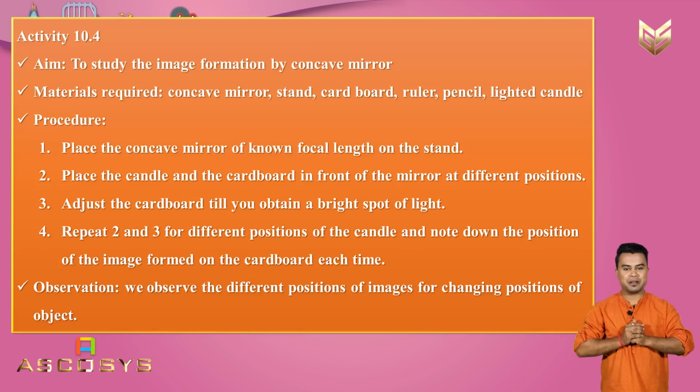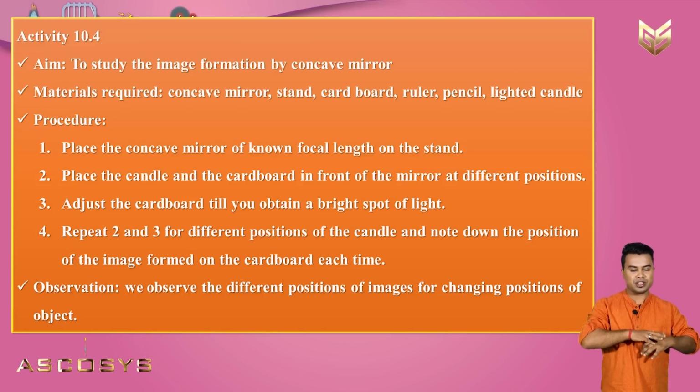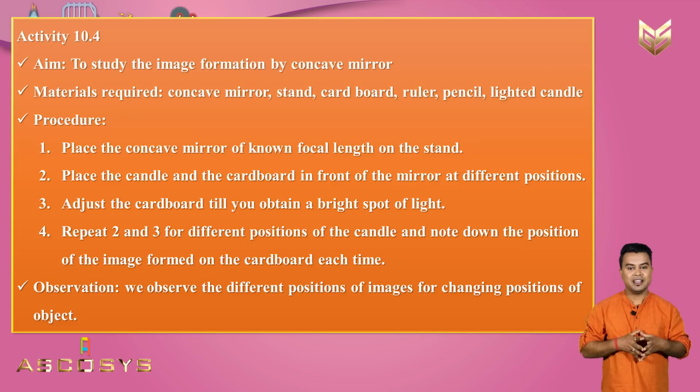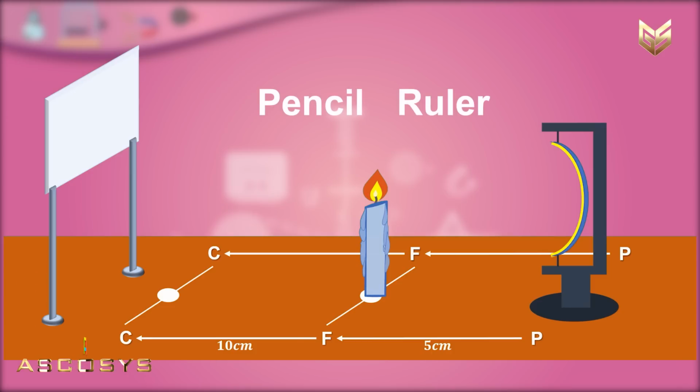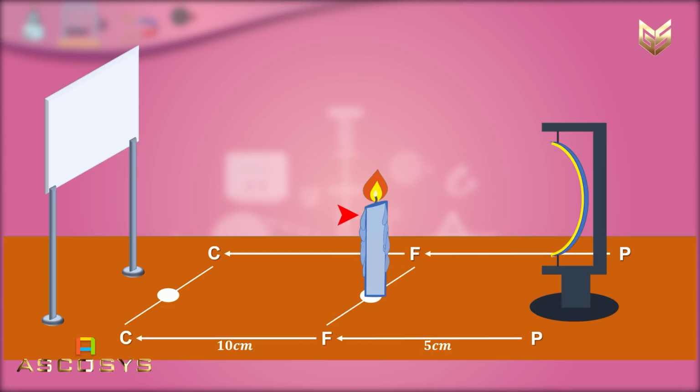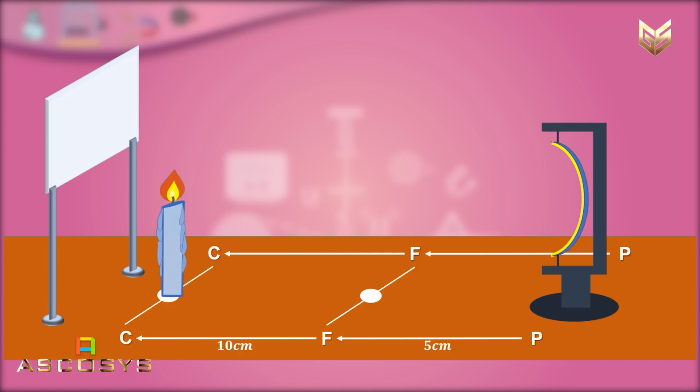You see one by one and practice it with pencil and ruler, which will help you. Now, why don't you do an experiment by yourself, to study the formation of image by a concave mirror? Yes, you can do it. So let us do it this way. You take a concave mirror, and you take a cardboard, stand, pencil, ruler, and a burning candle, that is, a lighted candle. Place the concave mirror of known focal length on the stand. Now you light the candle and put the cardboard in between.